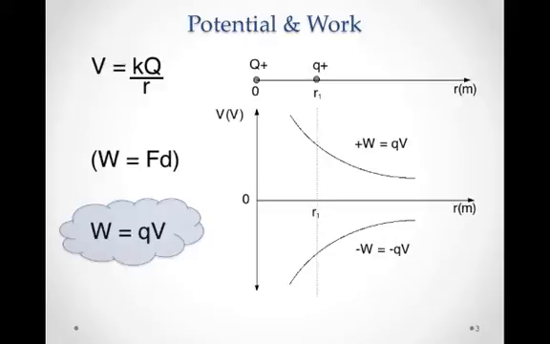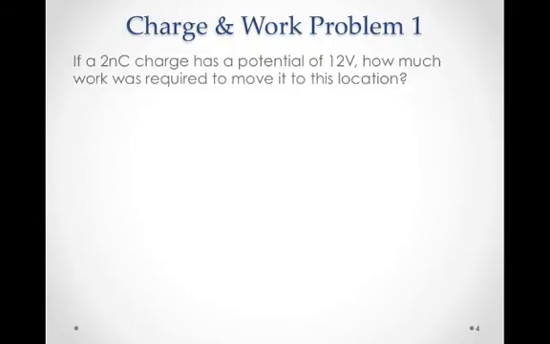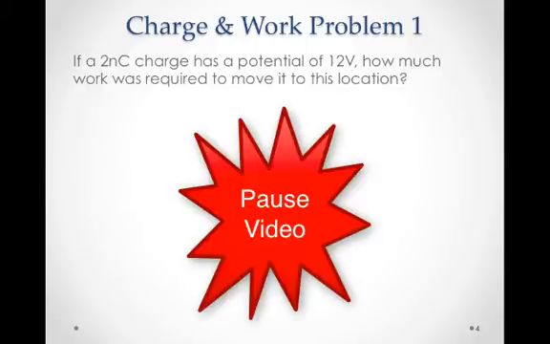Now we're going to see if you can already use this in a problem. Here's our problem, and it's a pretty easy one based on the equation you just learned. If a 2 nanocoulomb charge has a potential of 12 volts, how much work was required to move it to this location? Give this problem a try, and when you're done, come on back to the video and see how you did.